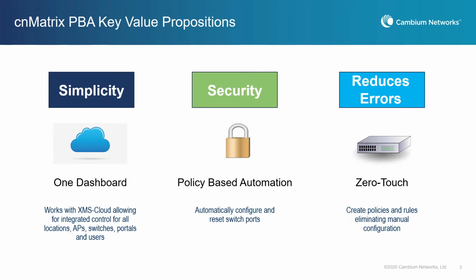The next point is that it reduces errors. You create policies and add rules that will specify the port configuration that is required for a certain type of device. When that type of device is plugged into a switch port, any switch port, cnMatrix PBA will automatically configure the switch port. Now you are creating one rule for the device instead of having to go through the error-prone task of manually configuring each and every switch port that type of device is connected to.